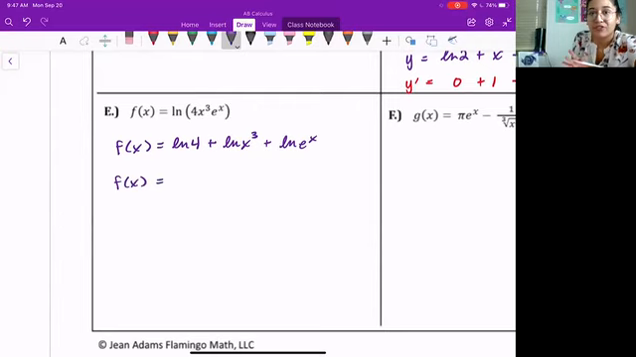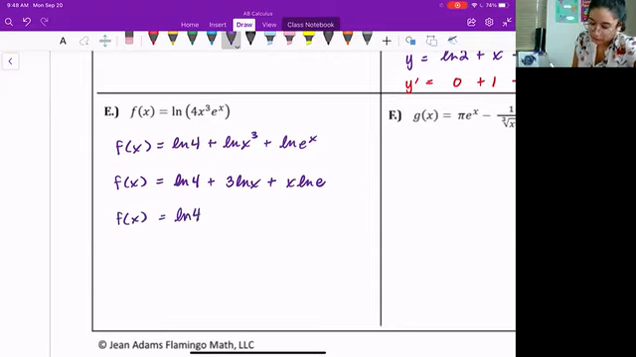Again, moving the exponent to the front is not part of my deriving. This is part of my natural log rules. I'm just rewriting. I'm not doing any calculus. This is an equivalent function. Natural log of 4 plus 3 times natural log of x plus x times natural log of e. And then finally, I know that natural log of e is 1. So I've got natural log of 4 plus 3 times natural log of x plus x. And I'm ready to derive.